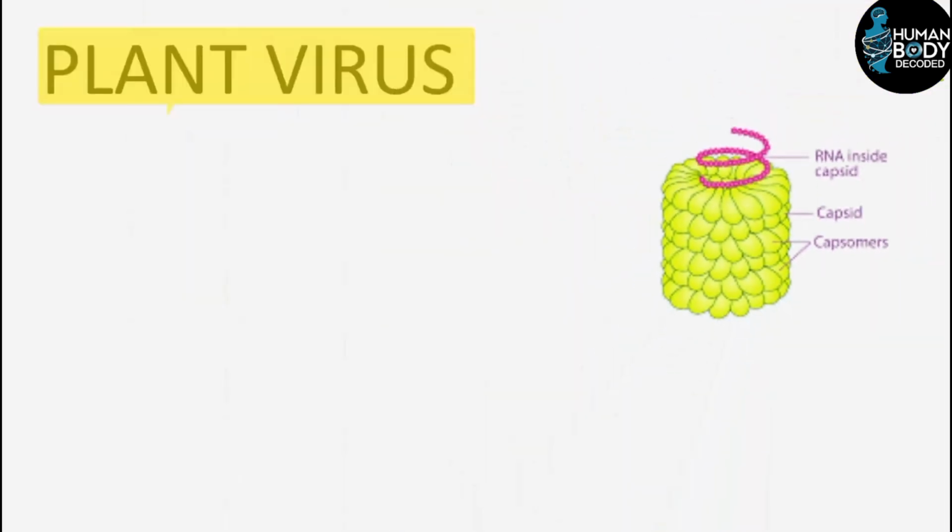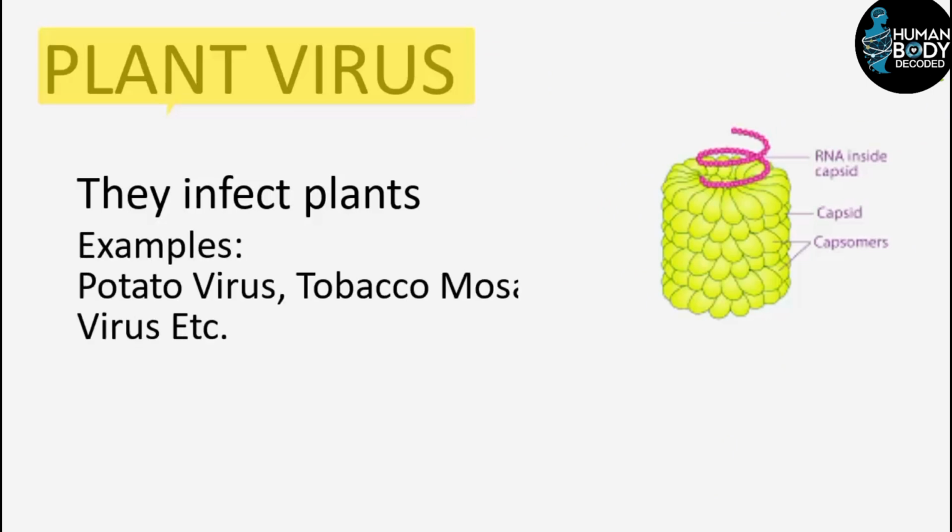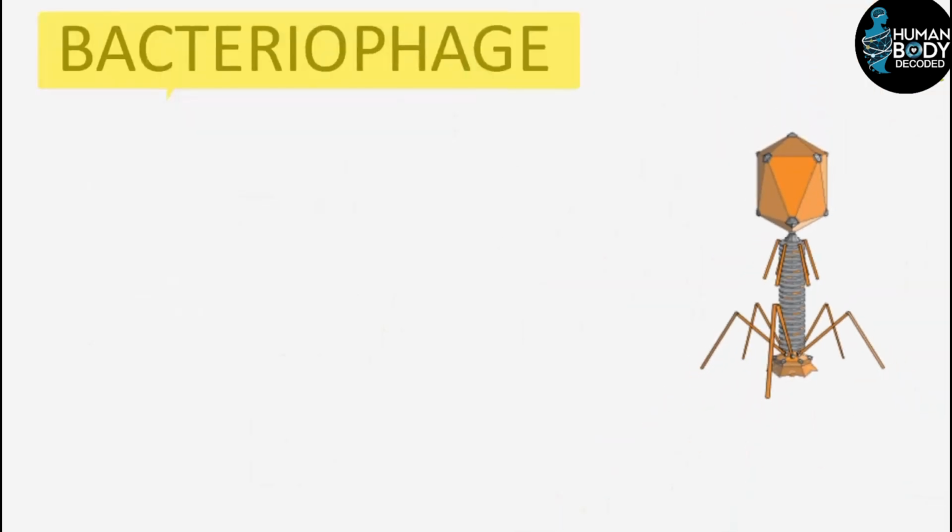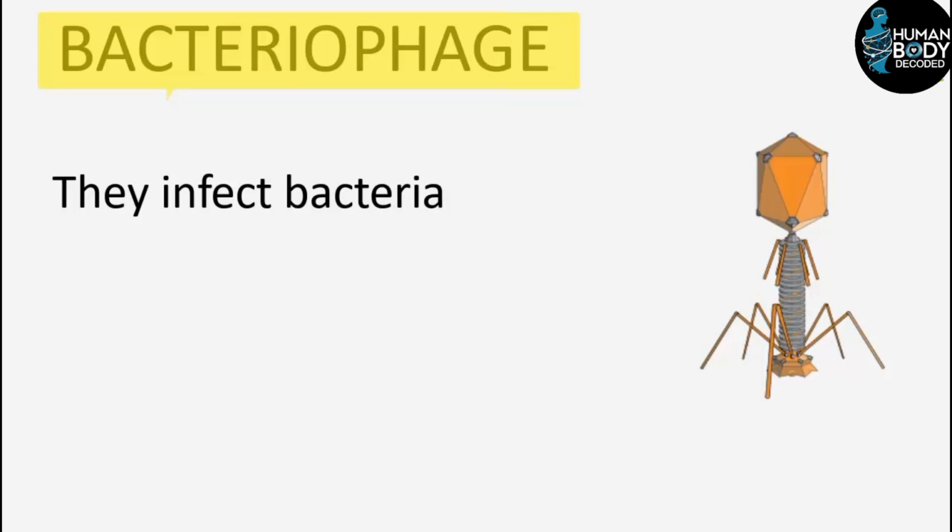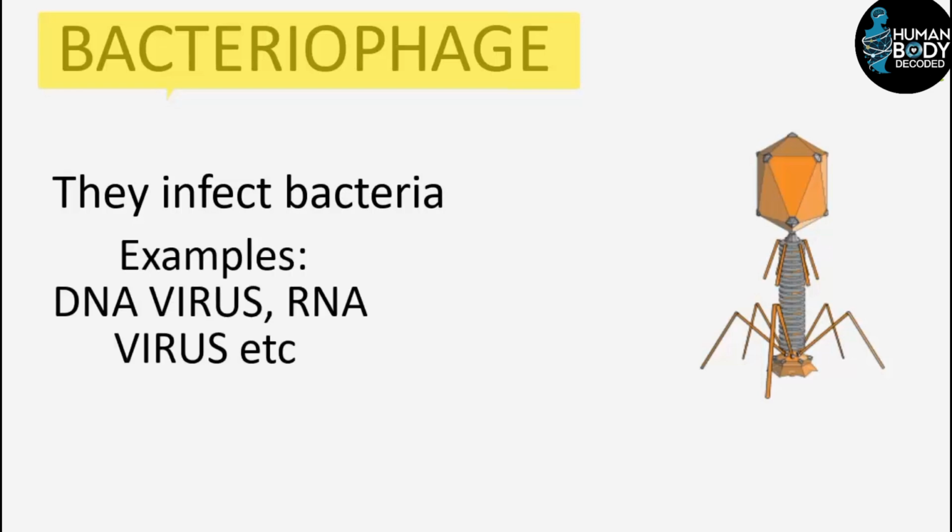The second type of virus is plant viruses. Plant viruses spread diseases in plants. If we talk about their examples, they are potato virus and tobacco mosaic virus. The third type of virus is bacteriophage. Bacteriophages are viruses that spread diseases in bacteria. If we talk about their examples, they are DNA viruses and RNA viruses.